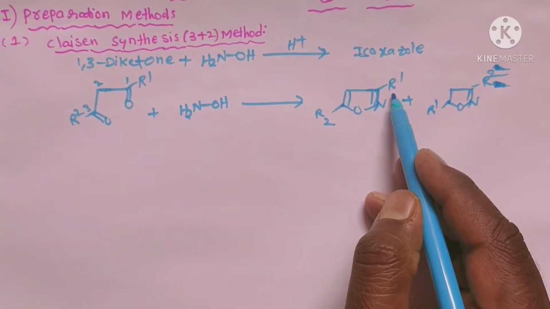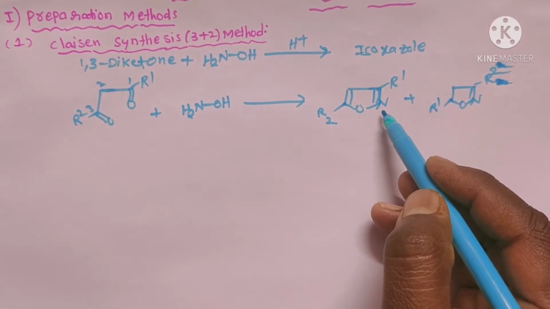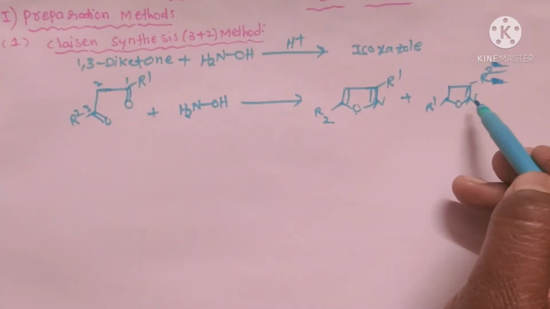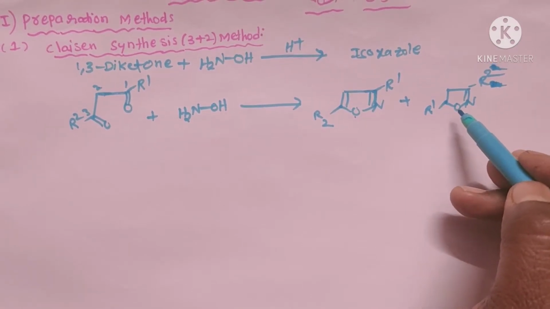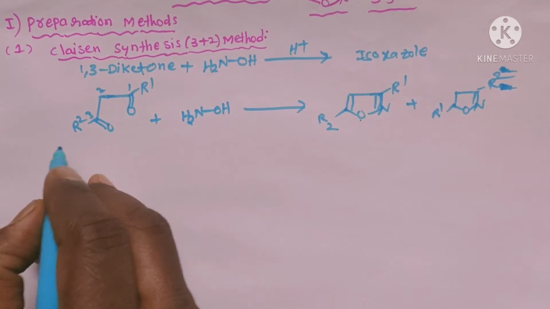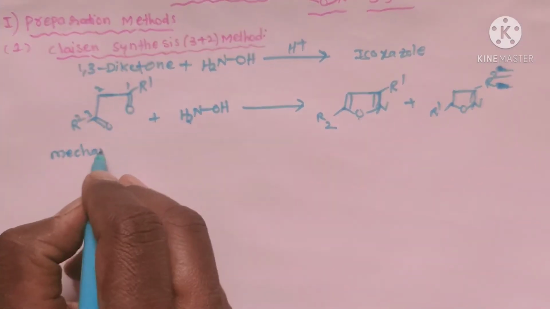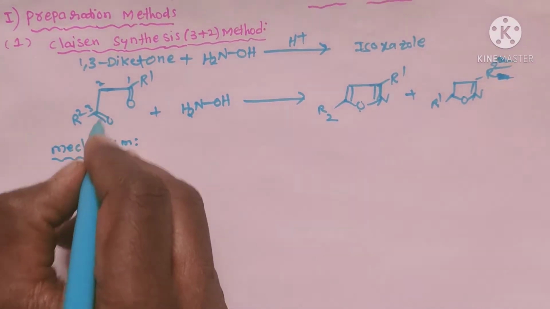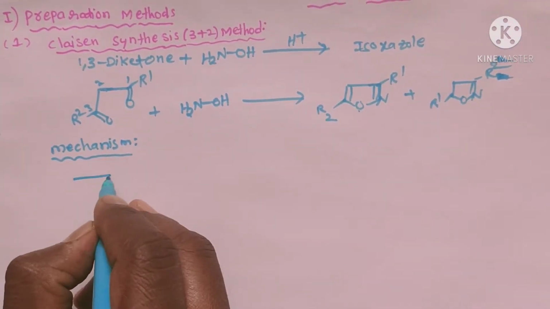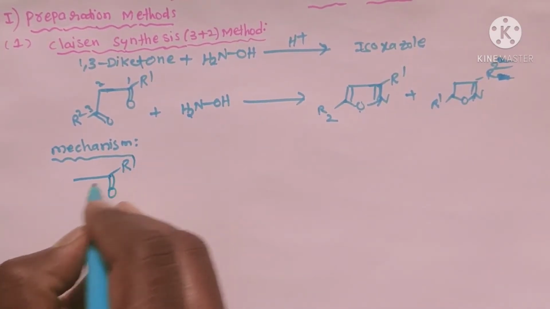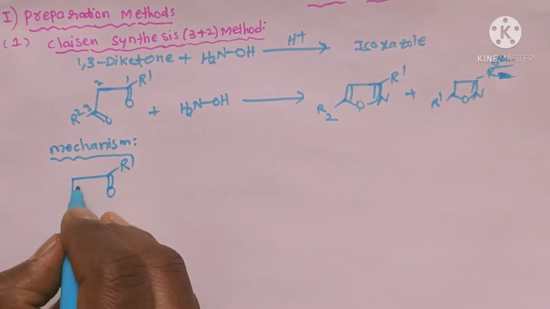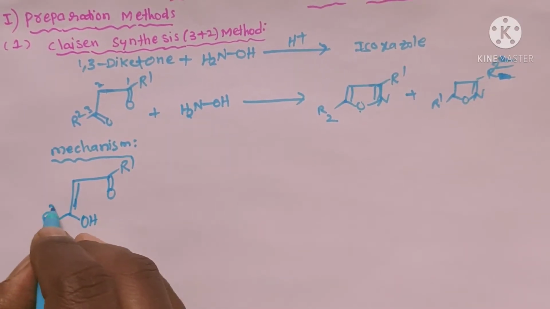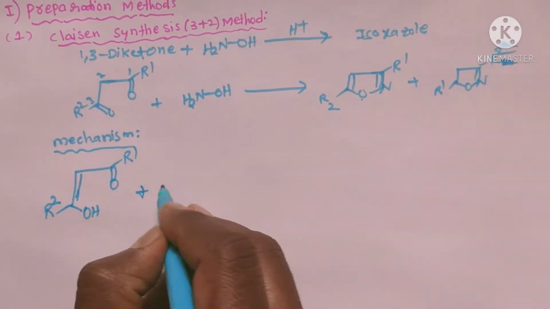Okay. Here R1 is located adjacent to the nitrogen atom, and R2 is located near to the oxygen atom. Whereas here R2 is located near to the nitrogen and R1 is located near to the oxygen atom. So here now we go for the mechanism. So look here, we can write this 1,3 diketone like this. We can write this ketone as it is, this carbonyl group, and we can write this carbonyl group as the enol like this. Okay, now we can write it as R2. Okay, no?